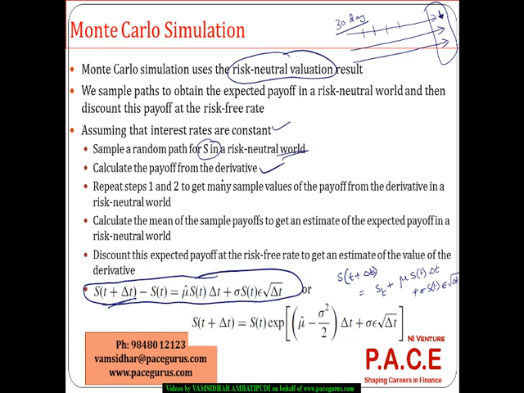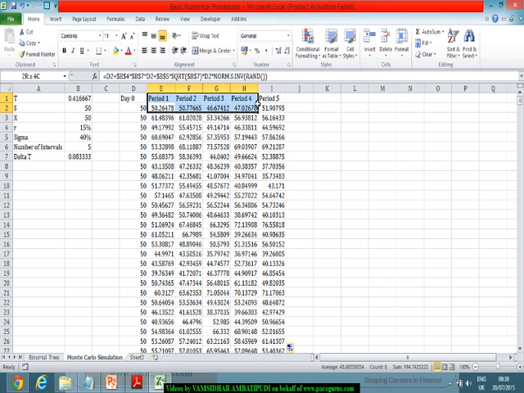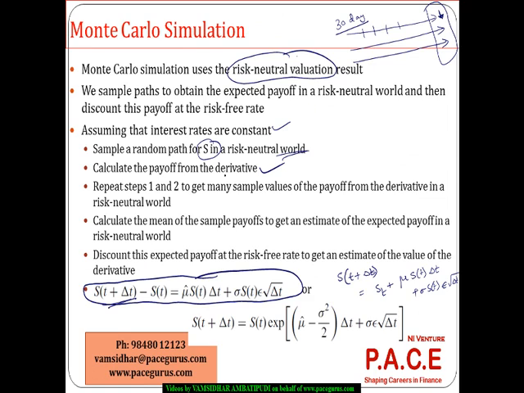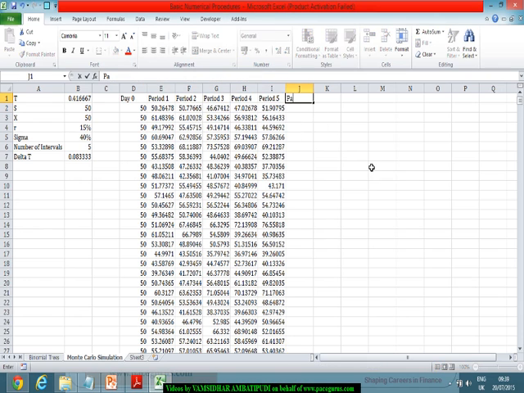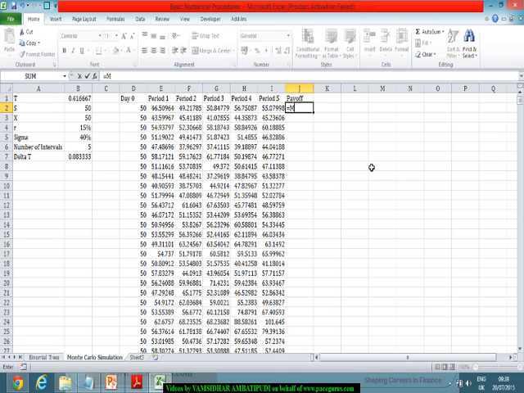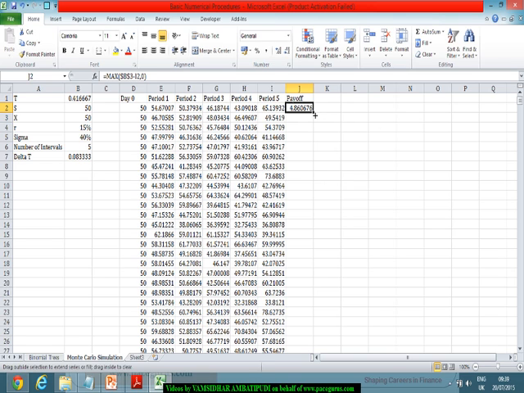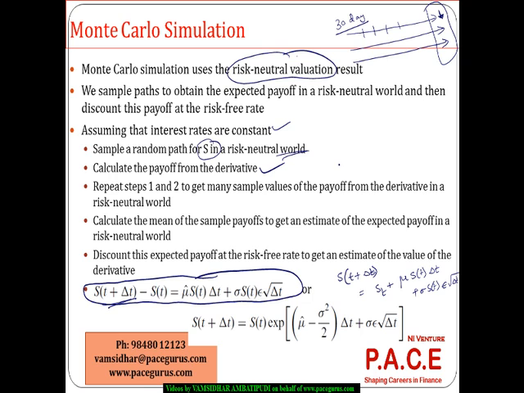Okay, so calculate the payoff. I have sampled a random path. Now from here I can find out the payoff from the derivative, which is nothing but the maximum of the strike price minus the stock price, comma 0. So I have got the payoff from the derivative. These are the various payoffs for my derivative. Repeat steps 1 and 2 to get 5,000 sample values and payoffs. We have already got it. 5,000 payoffs is what I have got.